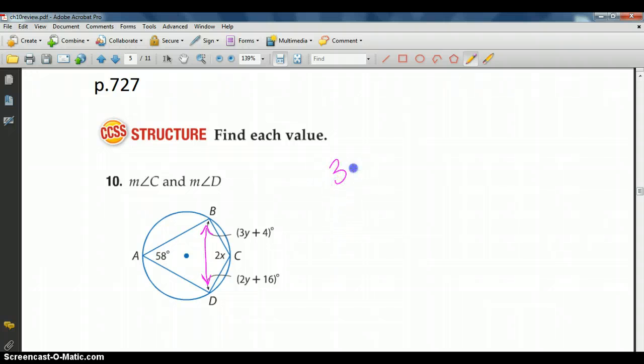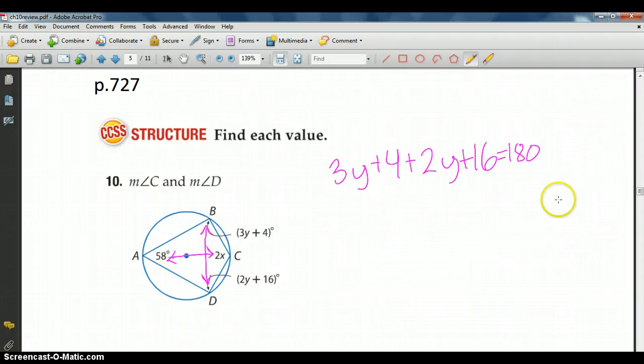So we can solve for y by setting 3y plus 4 plus 2y plus 16 equal to 180. Likewise, we can set this sum equal to 180. So we have 58 plus 2x is also equal to 180. Now let's solve these two equations.